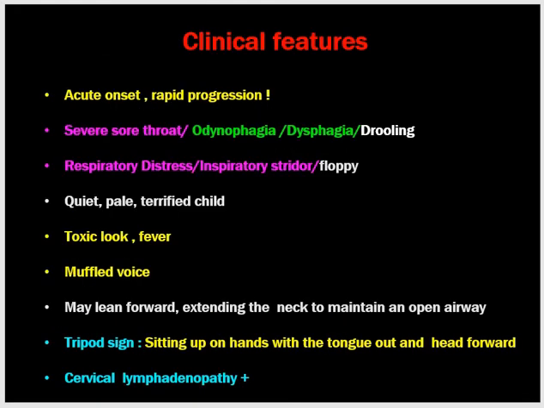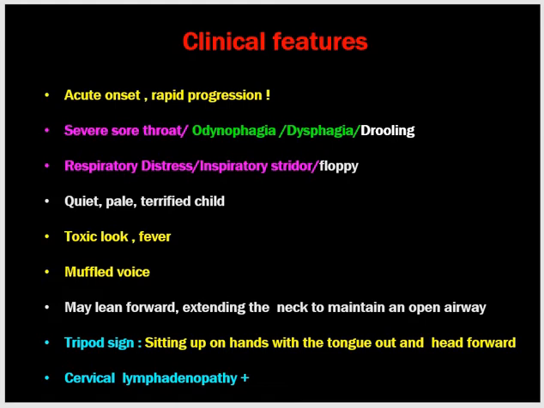Let's come to the clinical features of acute supraglottitis. As you know, the disease onset is acute, and progression is very rapid. The child might develop airway obstruction within hours. The child presents with severe sore throat, odynophagia, dysphagia and drooling. The child cannot swallow his or her own saliva.